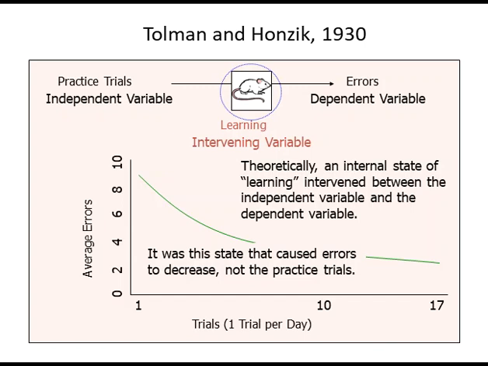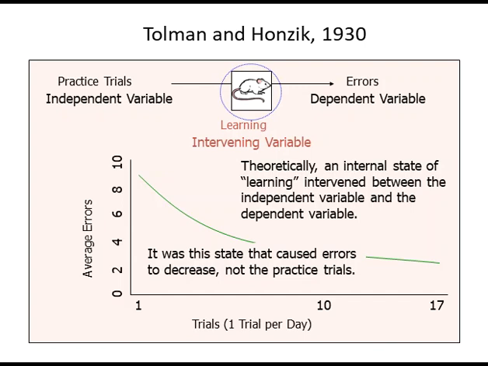Welcome back. So what we've talked about so far is looking at intervening variables, understanding that this particular research done by Tolman and Honzik in 1930 demonstrated the idea that there needs to be something in between the independent variable and the dependent variable, something that we simply can't ignore. And this thing that's in between, this intervening variable, is learning. So theoretically, an internal state of learning intervened between the independent variable and the dependent variable. It was this state that caused errors to decrease, not the practice trials.